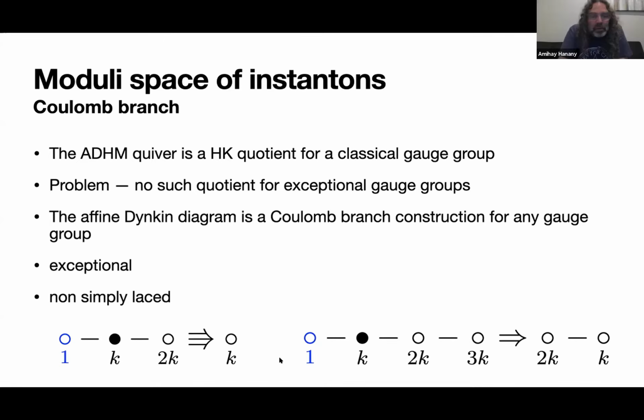So once one computes the Coulomb branch for these spaces, and maybe I should mention that there's a work by Nakajima and Weekes, where they actually define those quivers in a mathematical way. And so this allows the study of such moduli spaces also from the mathematical perspective.